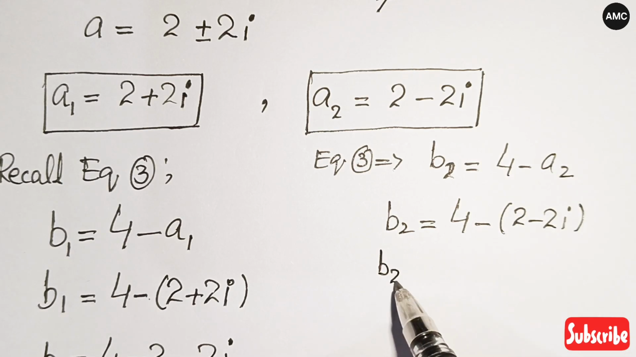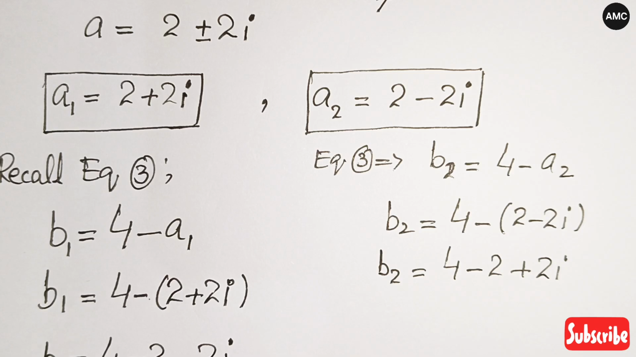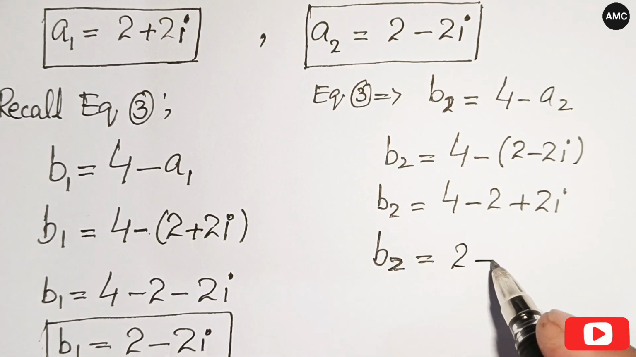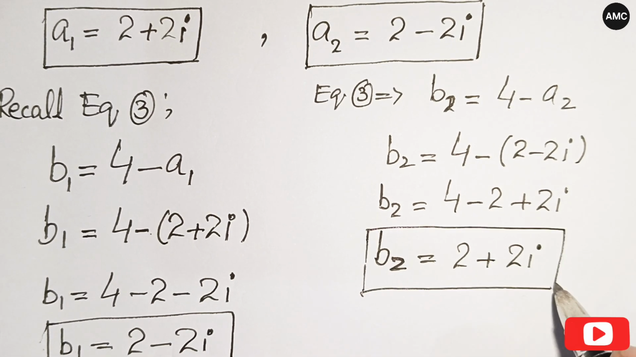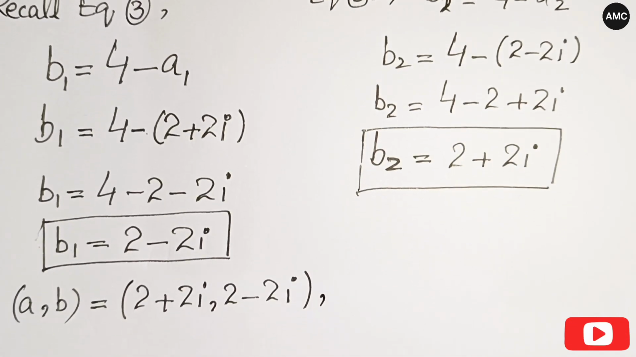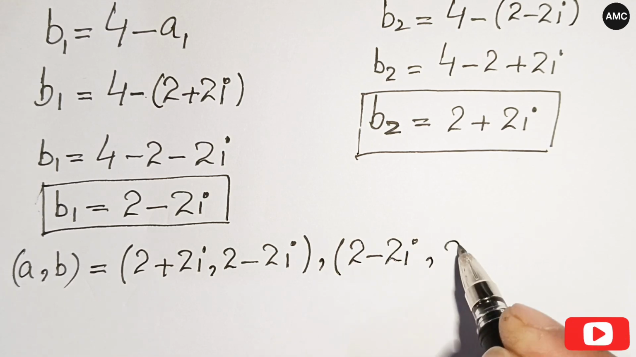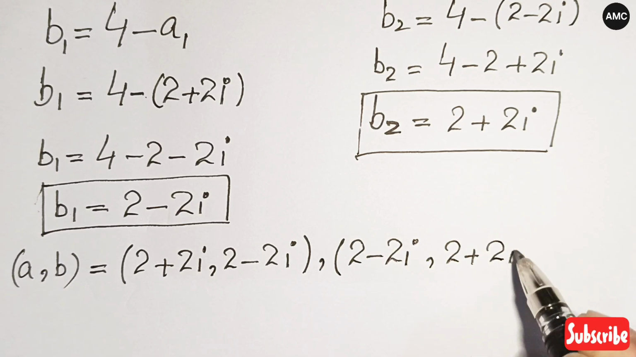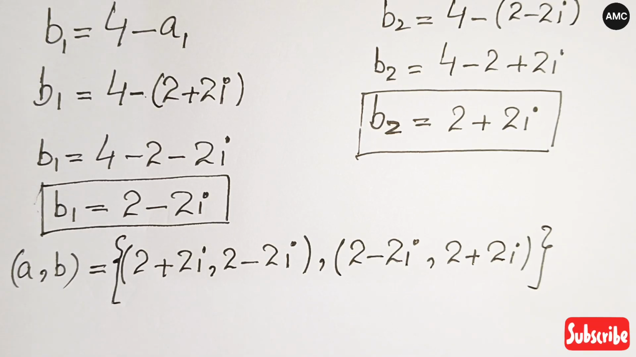So b2 is equal to 4 minus a2, which is 4 minus (2 minus 2i). So we get the value of b2, which is 4 minus 2, that is 2 plus 2i. So it is our value of b2. So when a is 2 minus 2i, then the value of b will be 2 plus 2i. So it is our final solution for a and b.